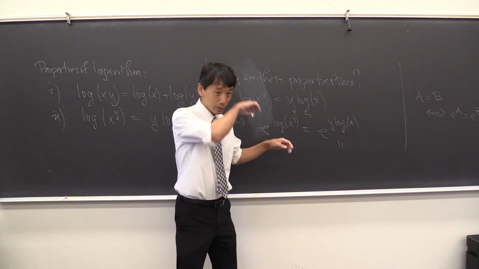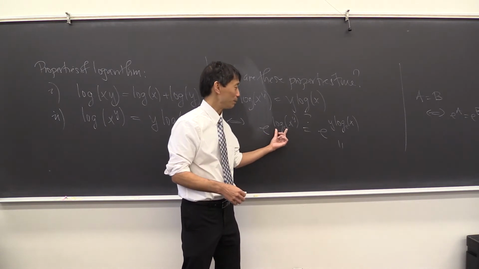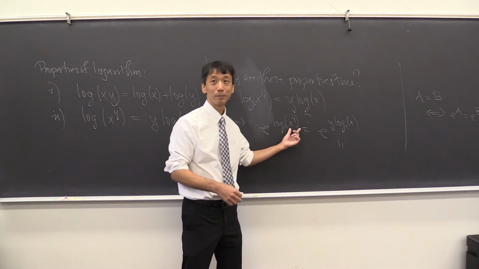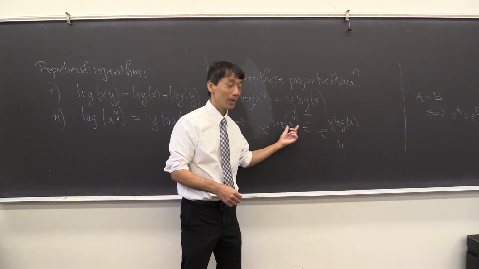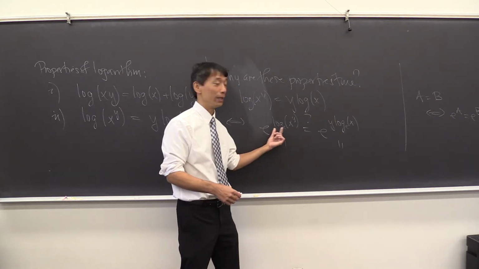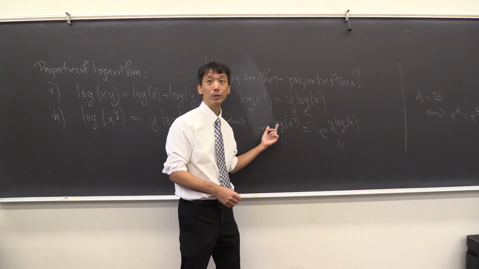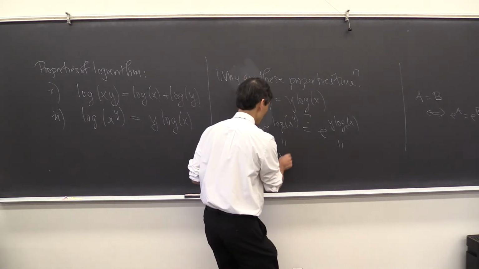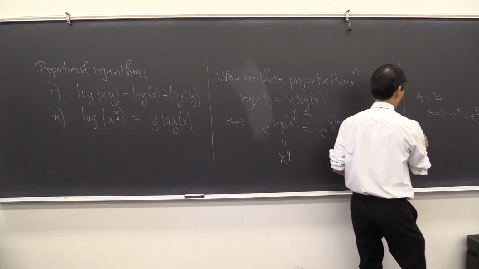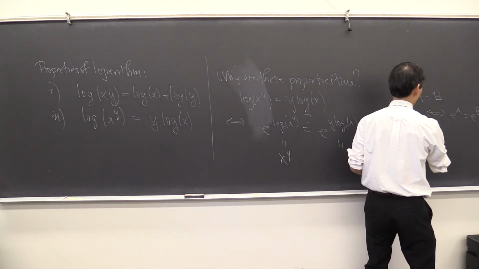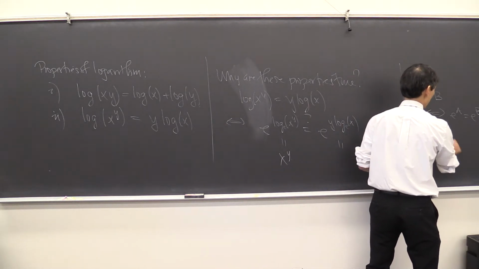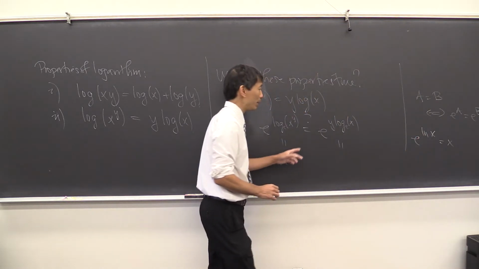Okay, what's this thing on the left? E to the log base e of something. It's just that something, right? Because e to the x and log base e are inverse functions, so it's just going to be that something. E to the log base e of whatever, these just cancel each other out and you get x, right? Okay, what about on this side?